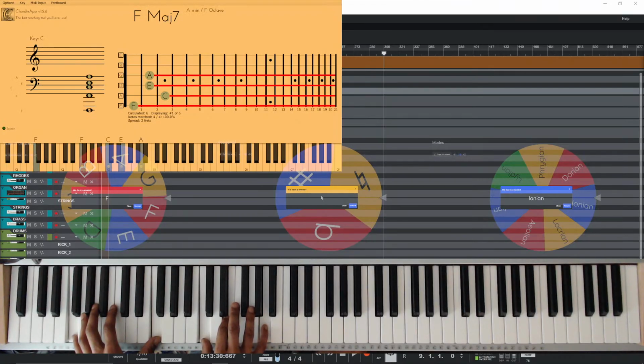It's all one. F major 7. Drop 2 voicings. Bass note in an octave. Second inversion. Bass note dropped in the right hand.